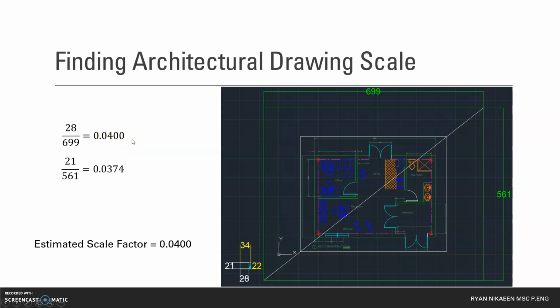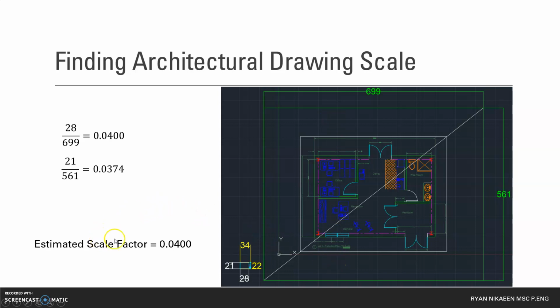So the scale factor that we need here is 0.0400 or something close to that. Why pick the larger one? Because just imagine if you scale this one down more, there's more chance that you can fit it here, right? But if you go with a smaller number, probably a little bit of this one is going to stick out.